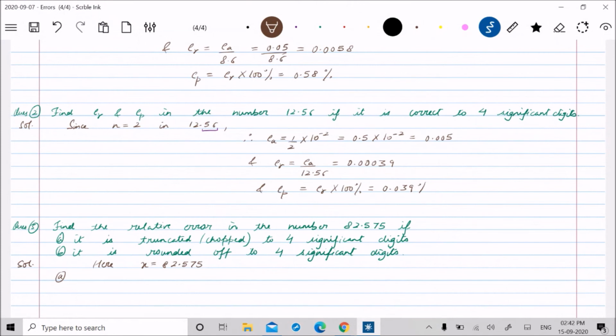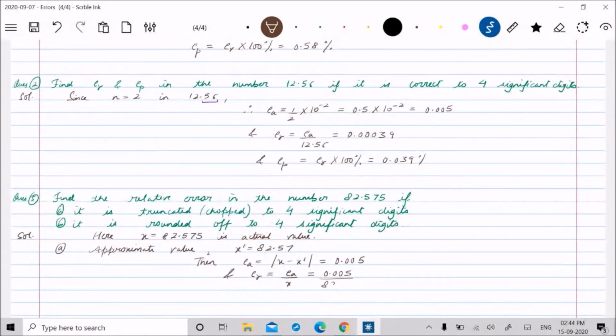So where should you place your knife? Absolute error is actually the difference of the actual value and the approximated value. So if you subtract these 2 numbers, we'll be getting 0.005, and relative error is equal to EA upon x. So this is the formula, 0.005 divided by the actual number. The actual number is 82.575.